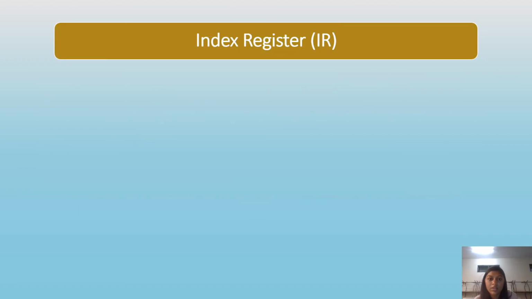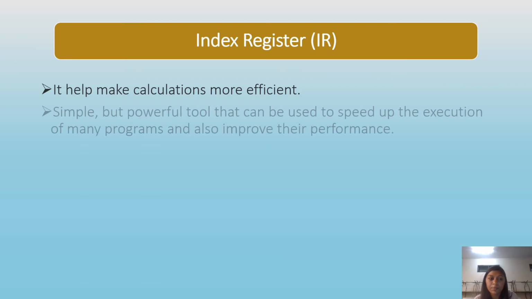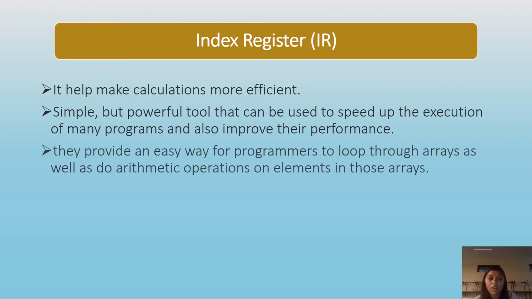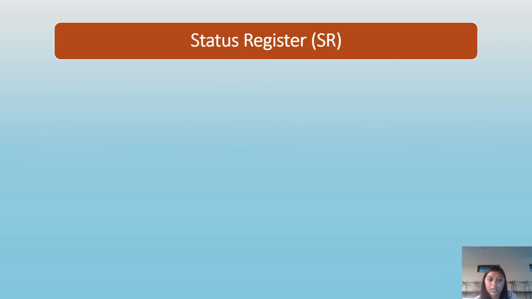The next one is the index register. Index registers are used in computer architecture to help make calculations more efficient. The index register is a simple but powerful tool that can be used to speed up the execution of many programs and also improve their performance. They provide an easy way for programmers to look through arrays as well as to do arithmetic operations on elements in those arrays.